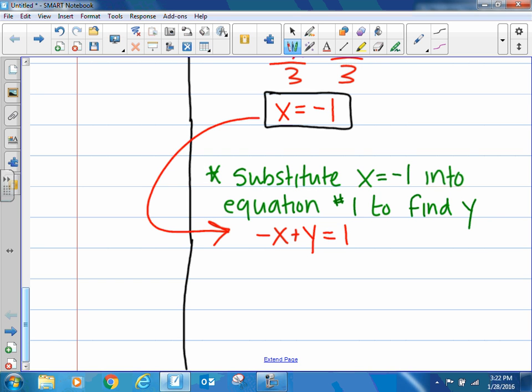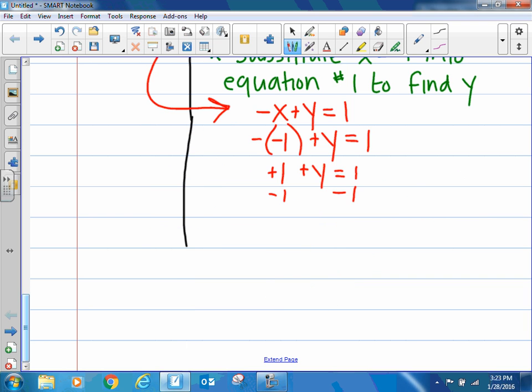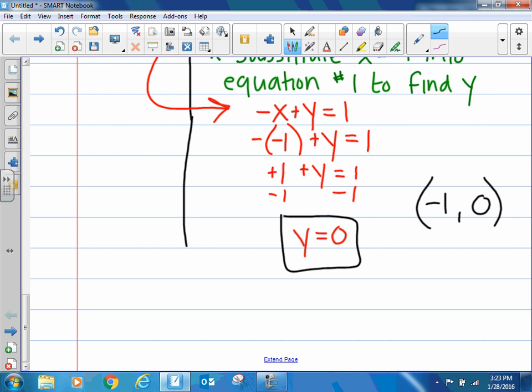Did I pick the wrong equation? Nope. Okay. Negative 1 plus y equals 1. I have negative times negative is a positive 1 plus y equals 1. I'm going to subtract 1 from both sides, and I'm left with y equals 0. So now I have an x value, I have a y value, and I'm left with the ordered pair negative 1, 0.